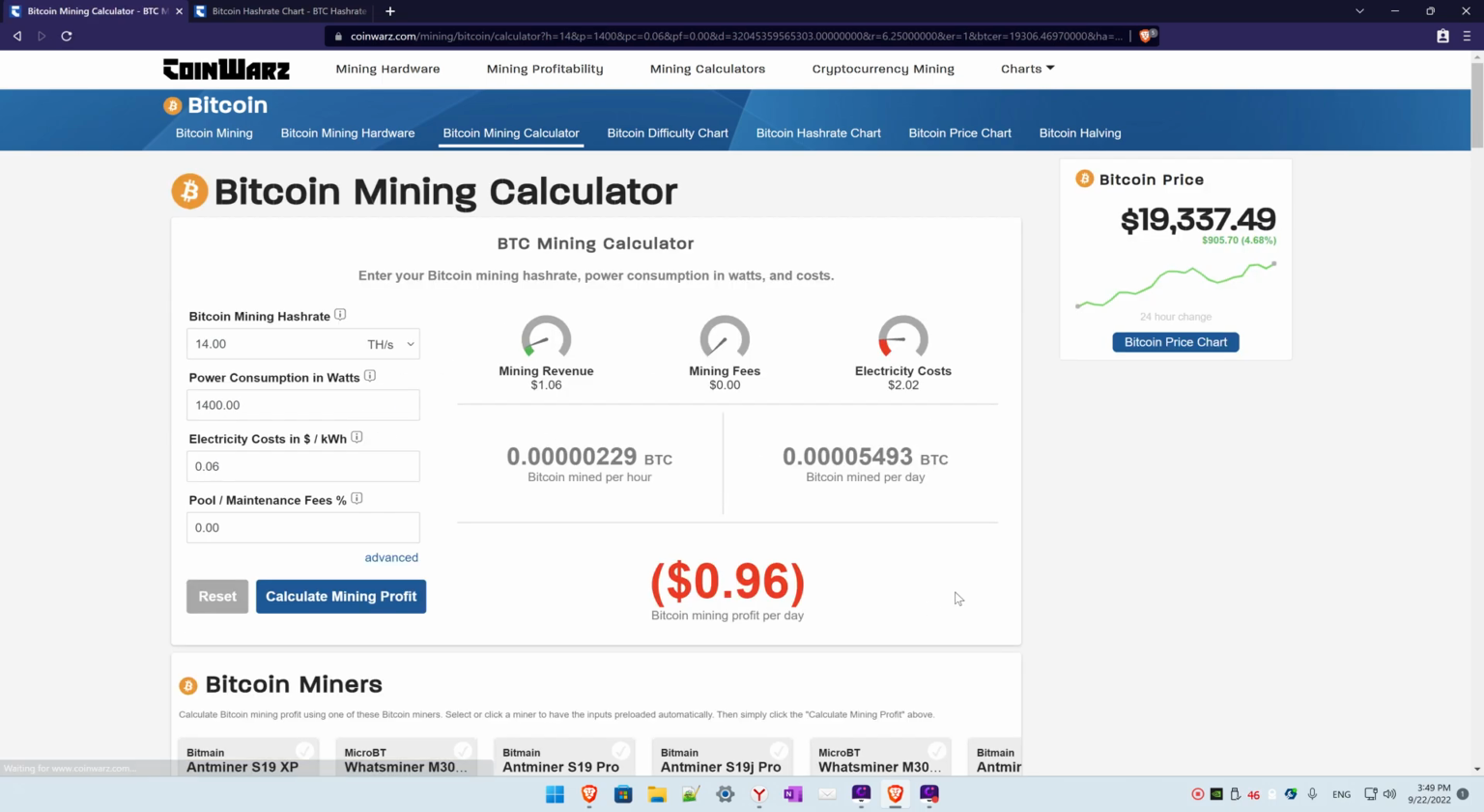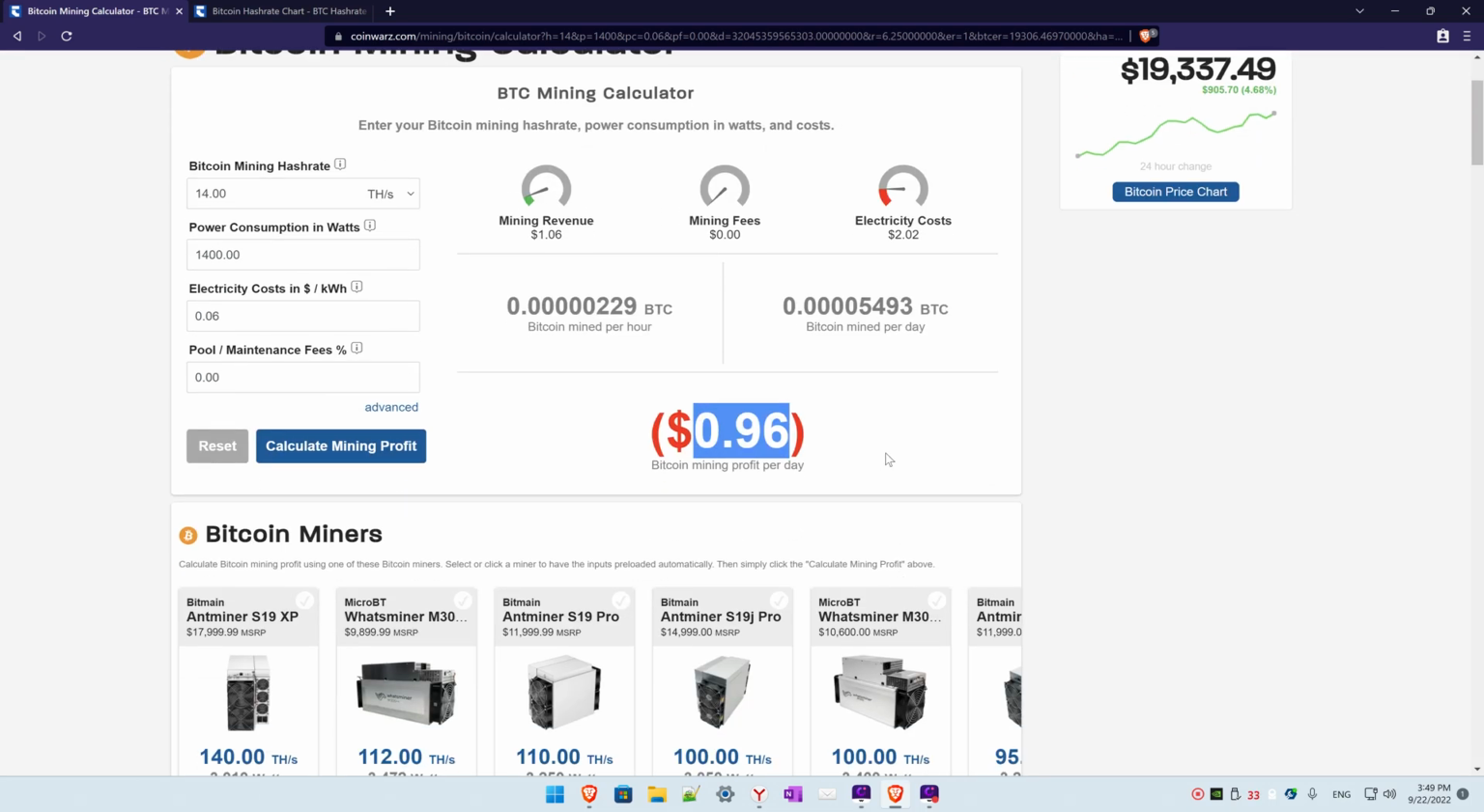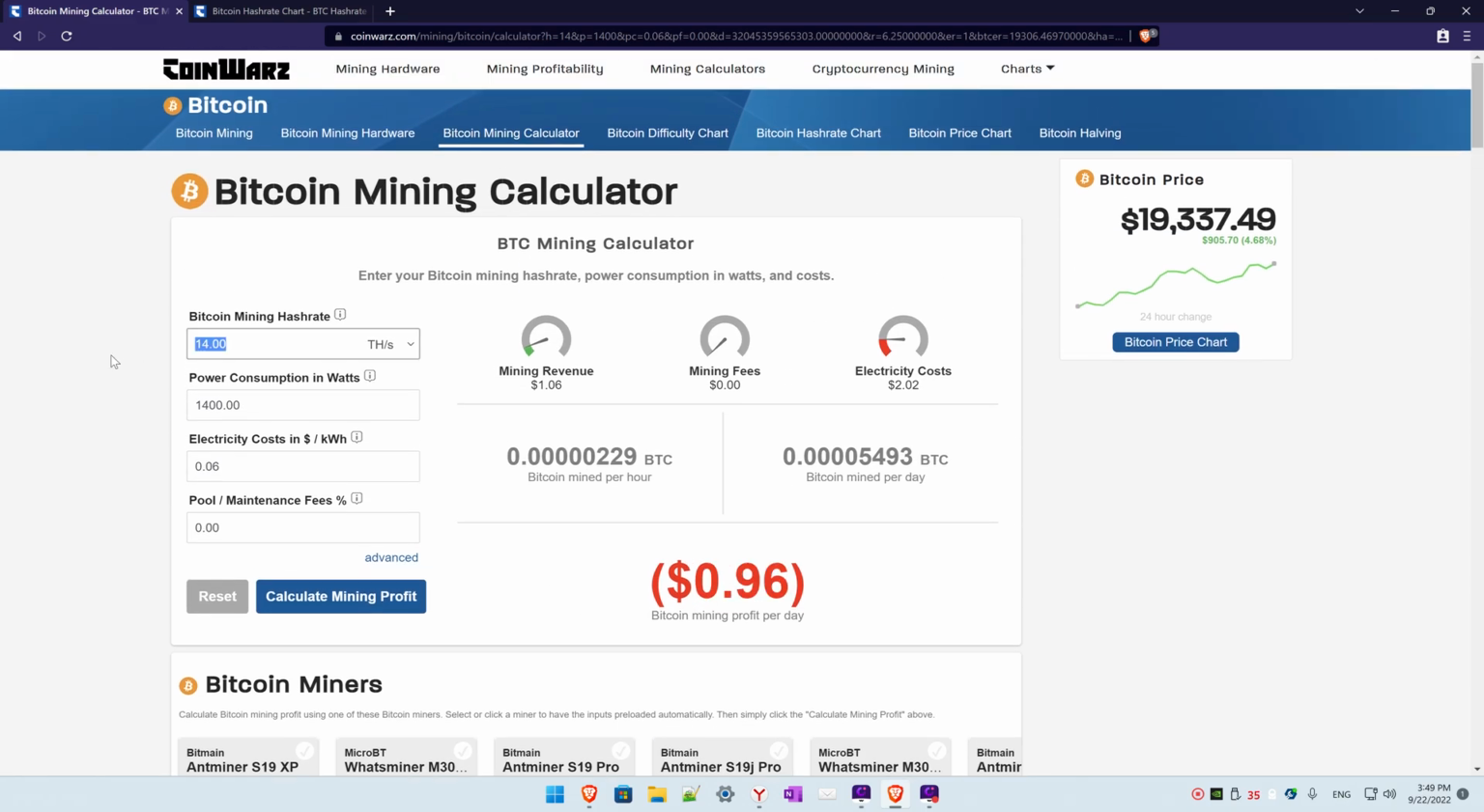Let's calculate that, right? So if you are running an S9, which was made I think in 2016, so it's like a six-year-old miner, you are negative 96 cents a day. So it's a buck a day. So about $30 negative. So all the S9 miners, they're toast, right? They can't mine at this. They have to go down to a lower electricity cost.